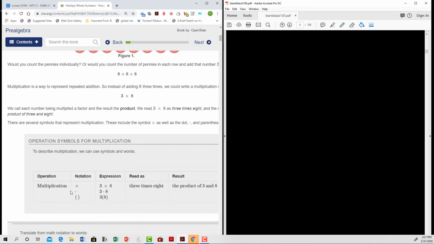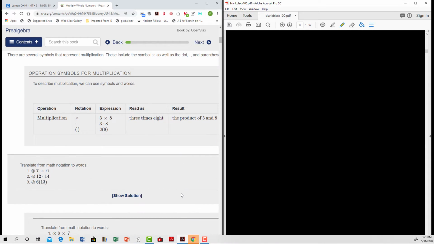The operation is multiplication. There's the notation. Sometimes they use parentheses. Sometimes they use a dot. Sometimes they use an X. It simply means to multiply. Literally 3 times 8. And the result of multiplication is called the product of 3 and 8. All these are ways to say multiply.